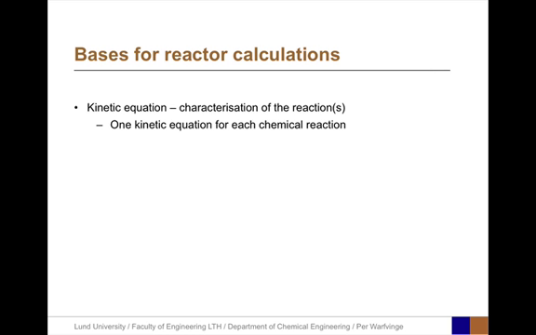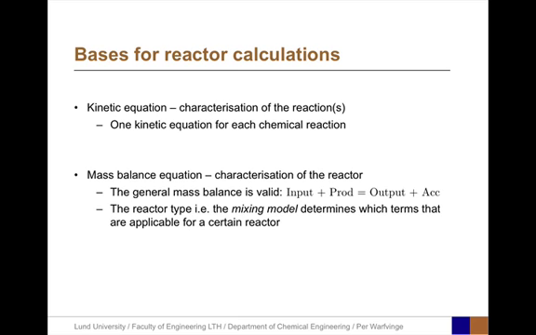There are two important bases for reactor calculations, the kinetic equations and the mass balances. The kinetic equation is a quantitative characterization of the reaction, and we have one kinetic equation for each chemical reaction. The mass balance equation is the characterization of the reactor itself, and the mass balance is that the input plus the production equals the output plus the accumulation. However, the reactor type, that is, the mixing model, determines which terms are applicable for a certain reaction.